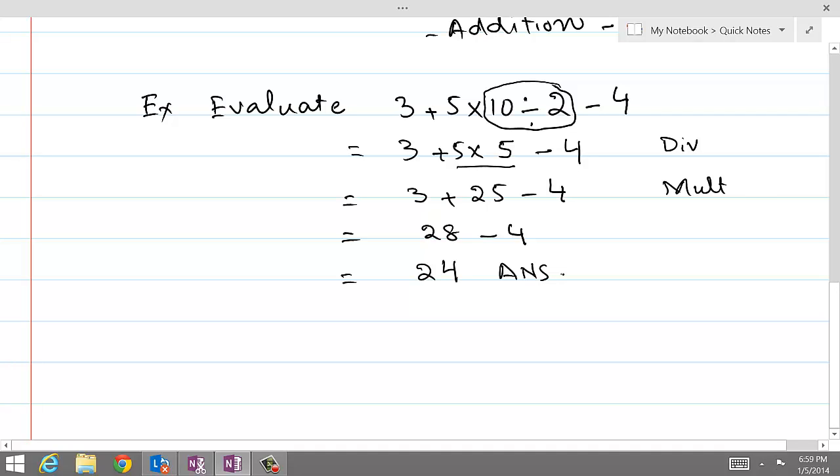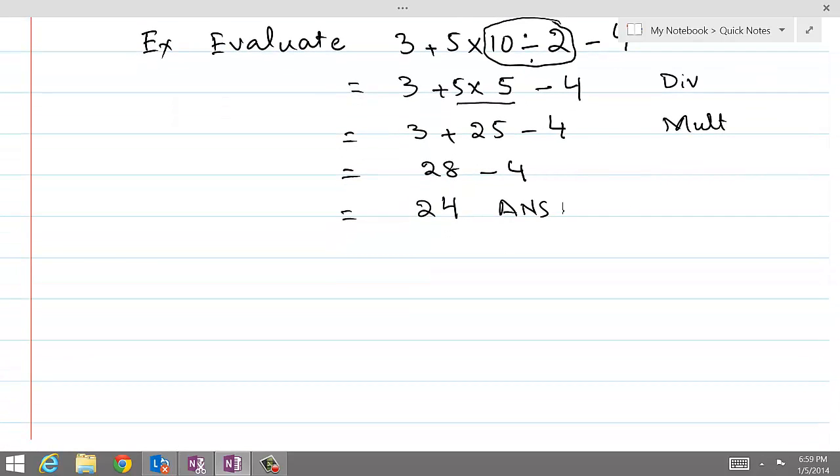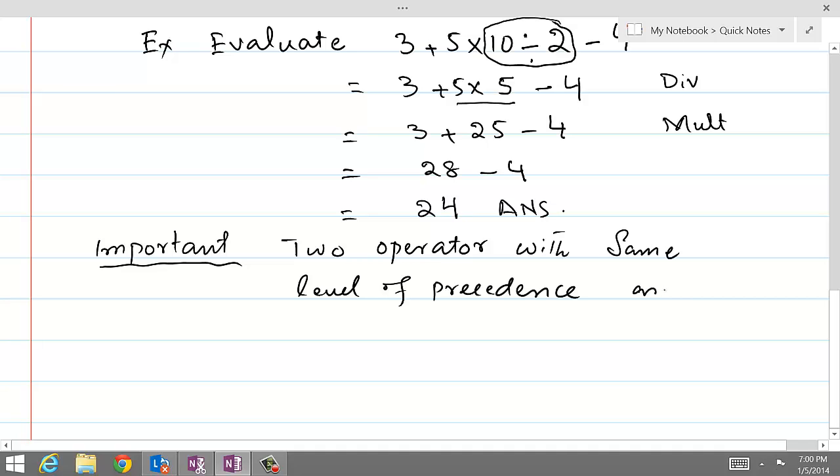So this is the order in which we calculate expressions. And one thing is very important: if you have two operators of the same kind, which one takes the precedence? So I'm going to write it here. Important: two operators with the same level of precedence are applied from left to right.